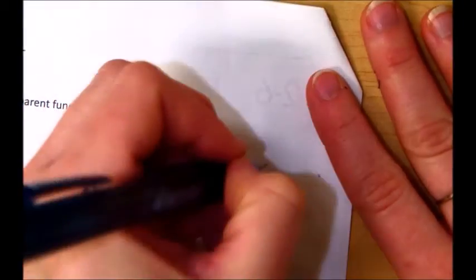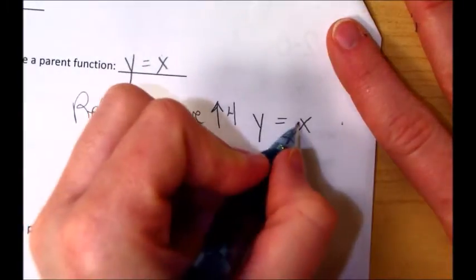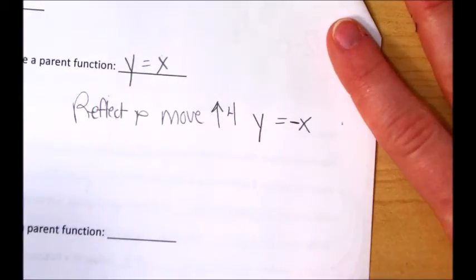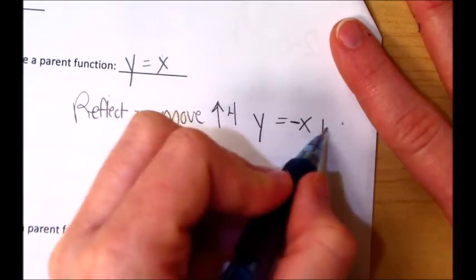So we had our original. Remember how we had y equals x? Well, to reflect it, we multiply it by a negative. That reflected it. And to move it up 4 units, we do a plus 4 in the back.